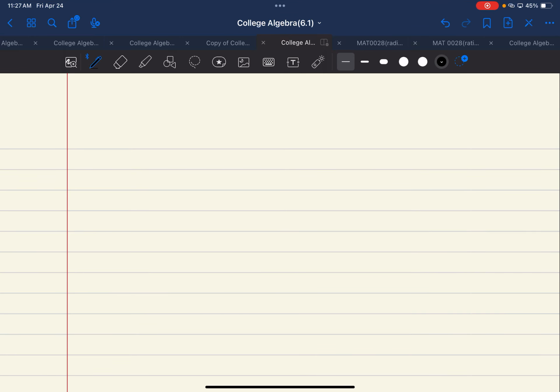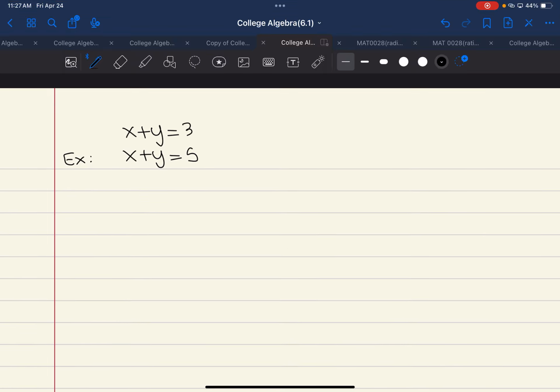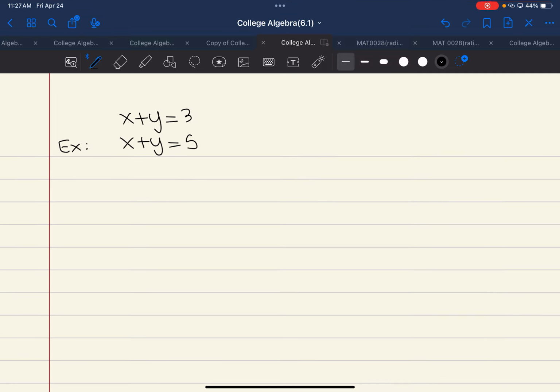So I wanted to show you 2 examples, one where you would have no solution and one where you would have infinitely many solutions. This example is going to be the system x plus y equals 3 and x plus y equals 5. For this system, I can use either method. You can always use either method. So anyways, let's use the substitution method.